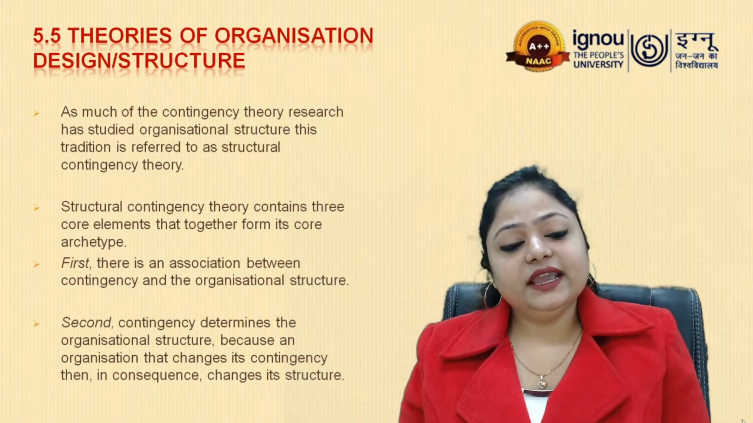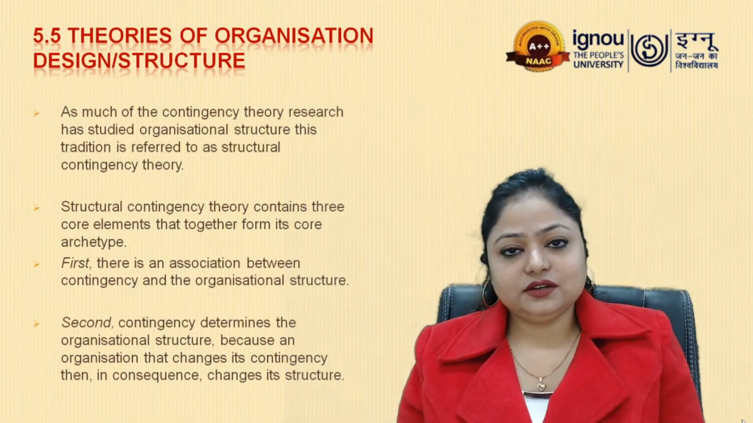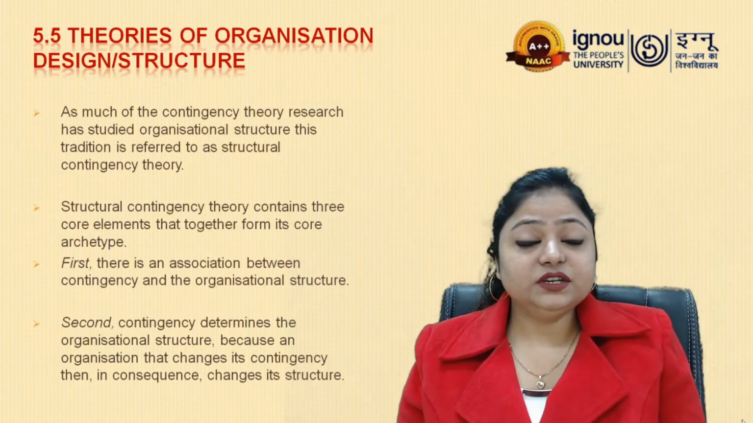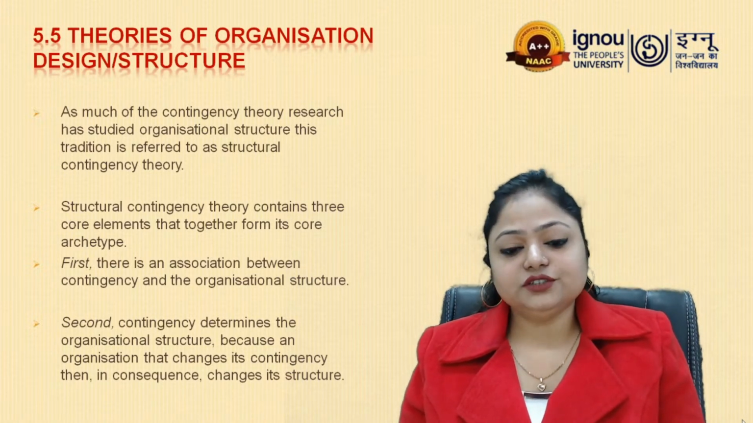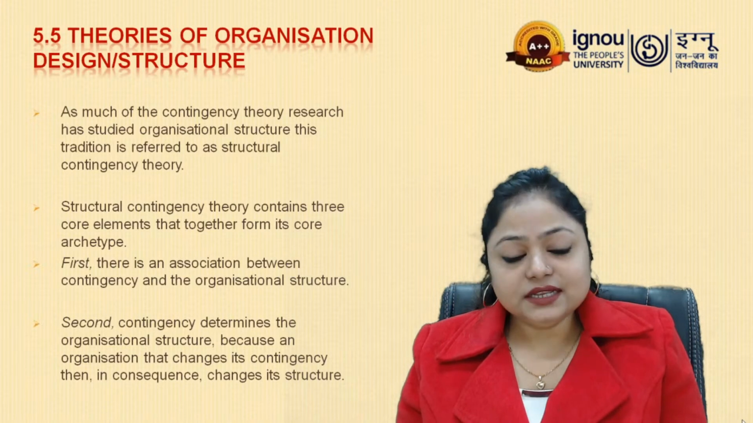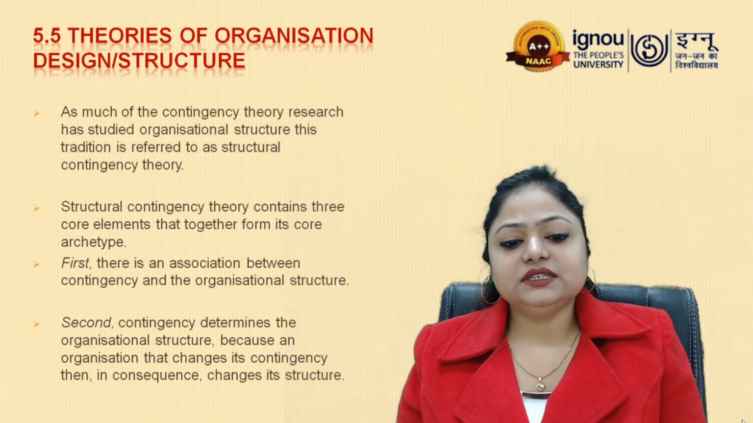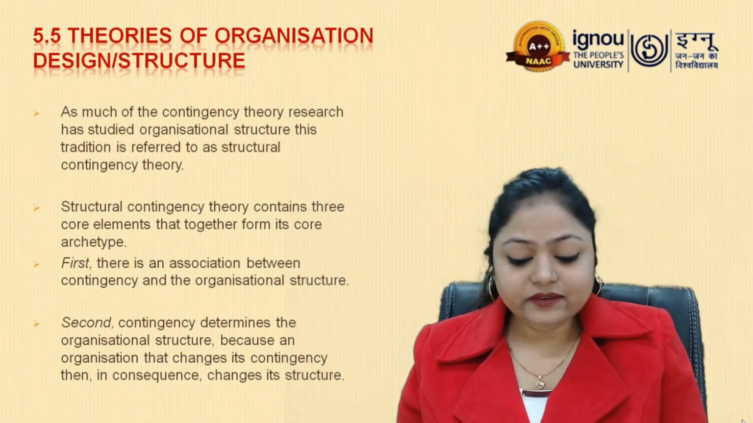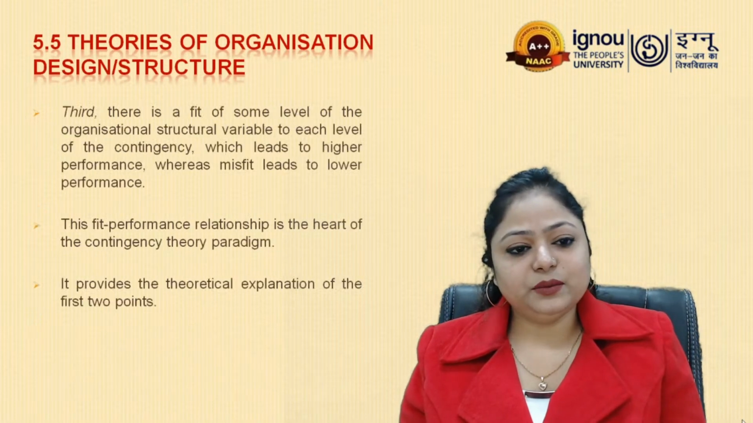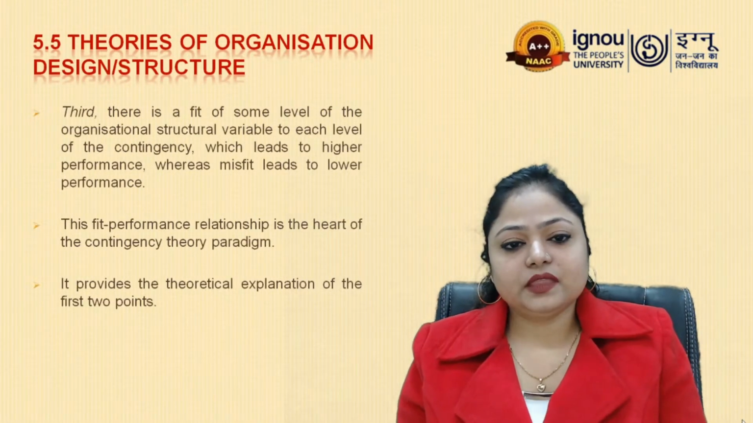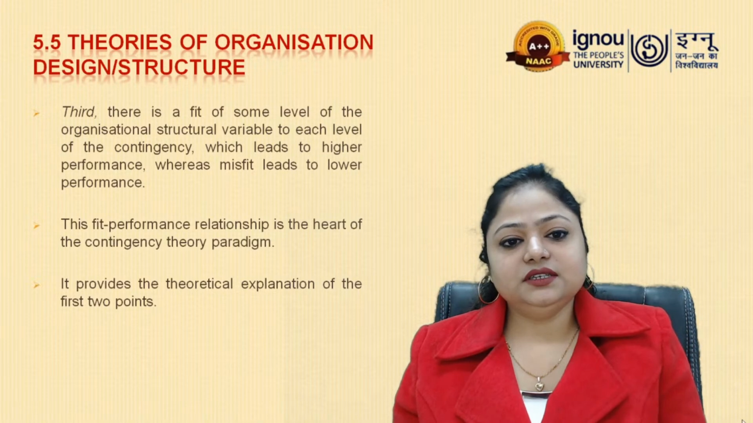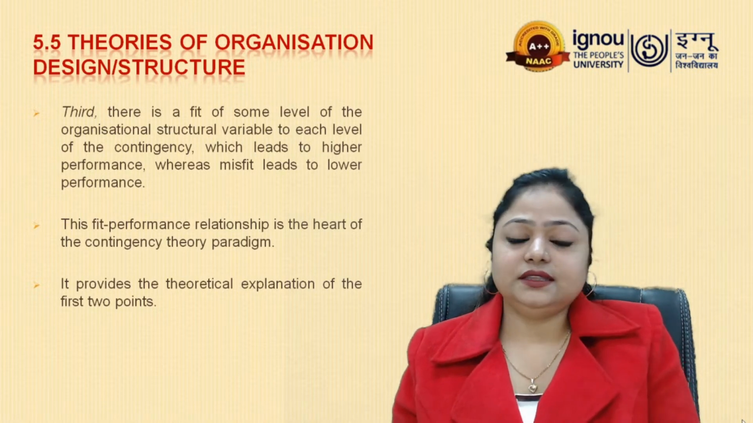First, there is an association between contingency and the organizational structure. Second, contingency determines the organizational structure, because an organization that changes its contingency consequently changes its structure. And in this way, the organization can survive any given threat or opportunity posed by the organizational environment. Then the third is the fit of some level of the organizational structure variable to each level of the contingency, which leads to higher performance, whereas misfits lead to lower levels of performance in the organization.